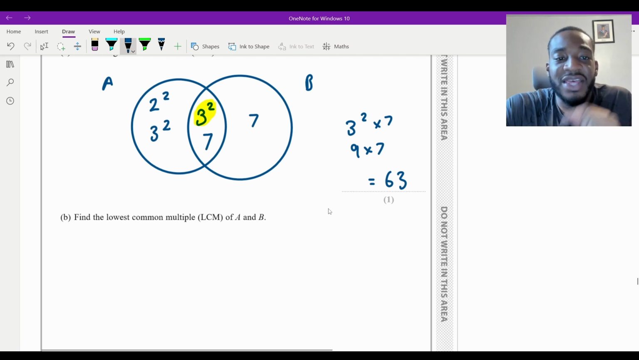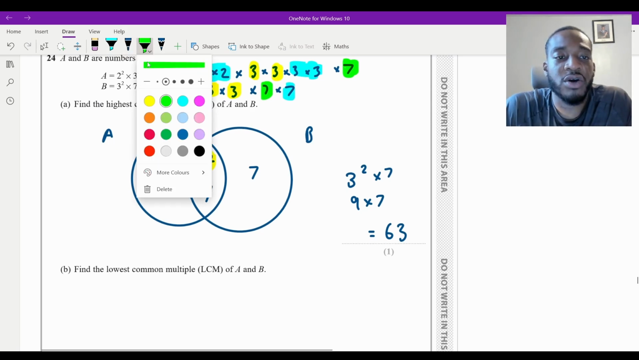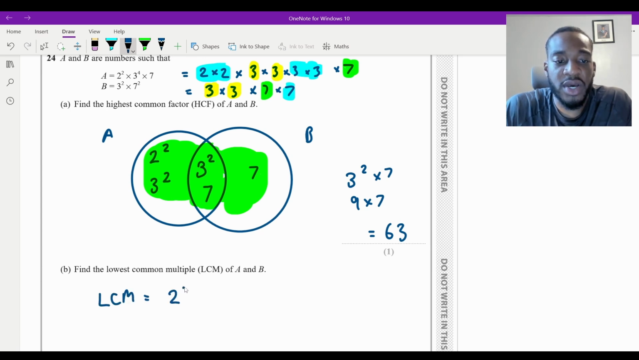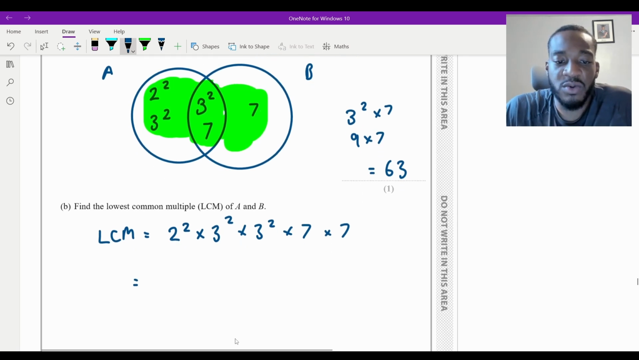Now remember, to find the LCM when you're dealing with these types of questions and you've got a Venn diagram, it's just the product of everything inside the Venn diagram. So the middle and the outer parts. So all you're going to do for the answer for the LCM is literally times them all together. It's going to be 2 squared times 3 squared times another 3 squared times 7 times 7. So everything times together.